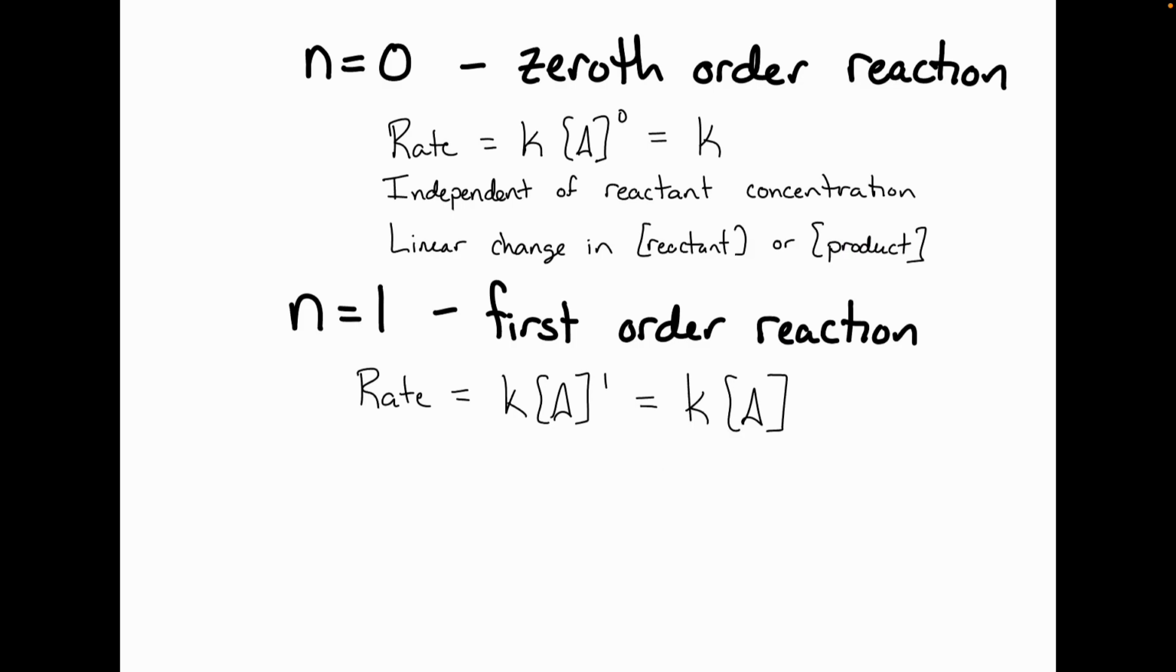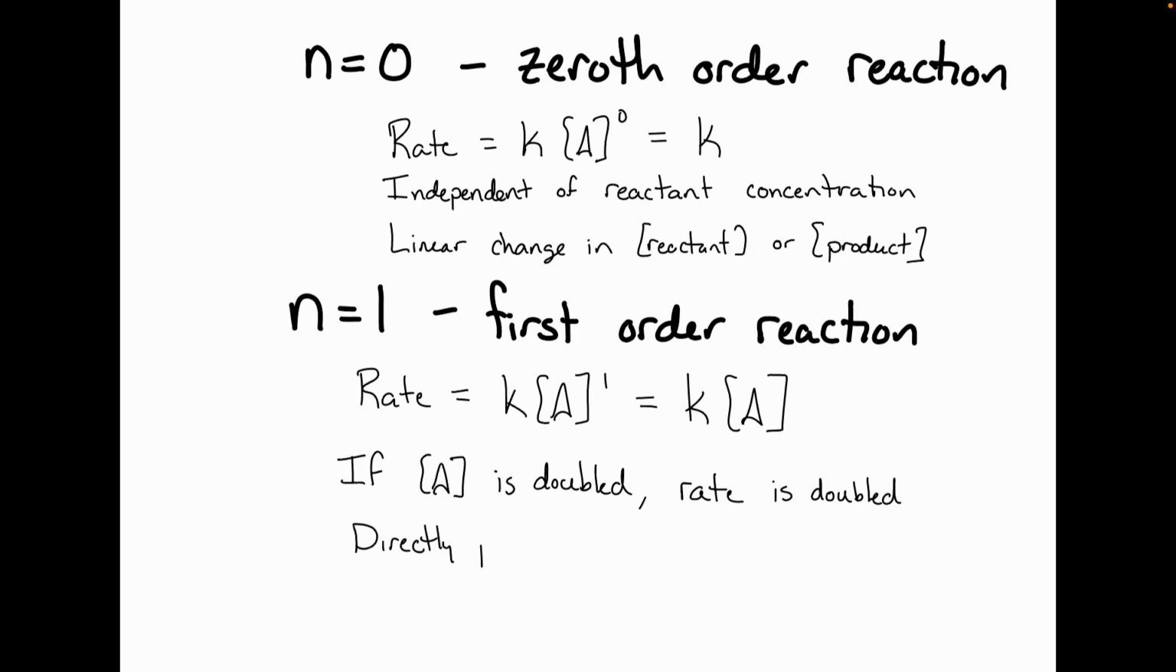So in a first order reaction, if my concentration of A is doubled, what's going to happen to the rate of my reaction? It's also doubled. This is what we would call directly proportional. If I cut my concentration in half, my rate is going to be cut in half. If I triple my concentration, my rate is going to be tripled. They're directly proportional to one another.